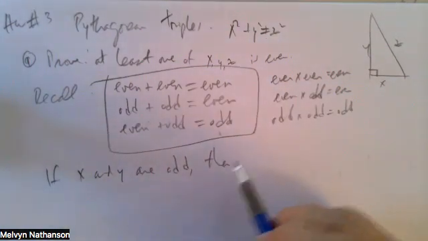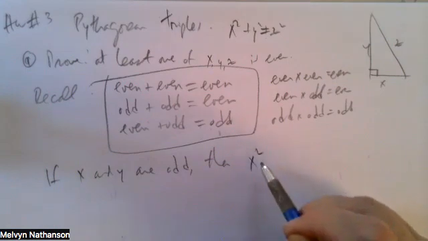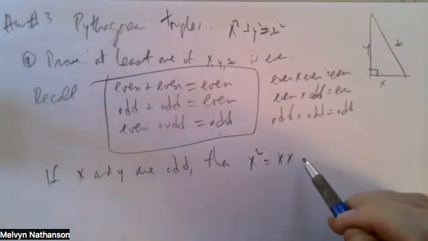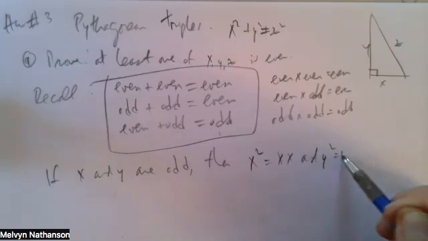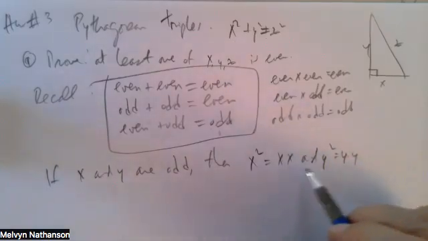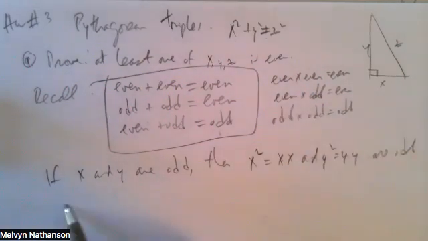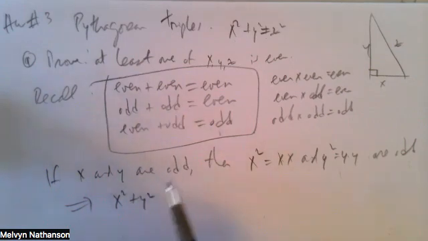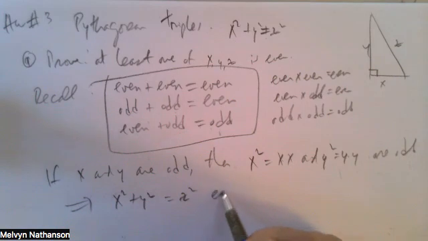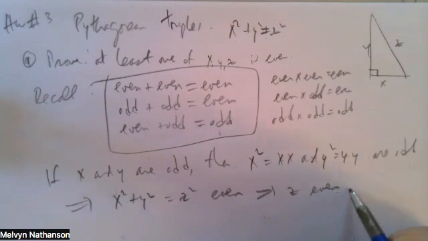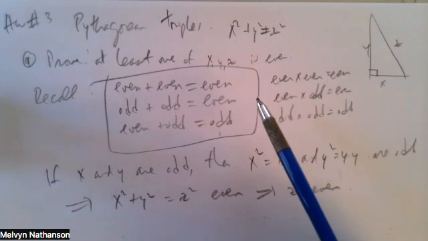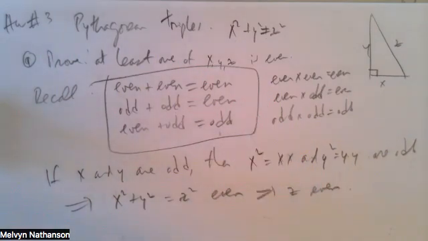So if x and y are odd, then x squared, which is x times x, is a product of two odd numbers. And y squared, which is y times y, is a product of two odd numbers. So these are odd, which means x squared plus y squared, a sum of two odd numbers, is even. So z squared is even. And if z squared is even, z is even.